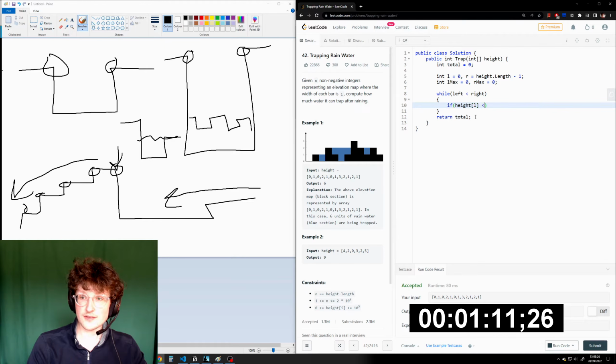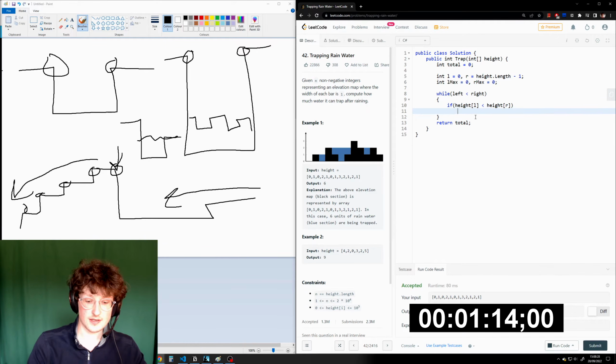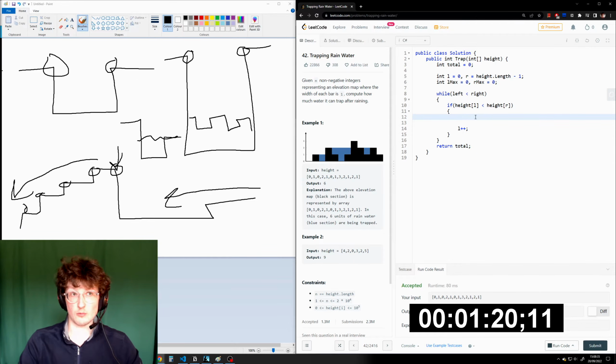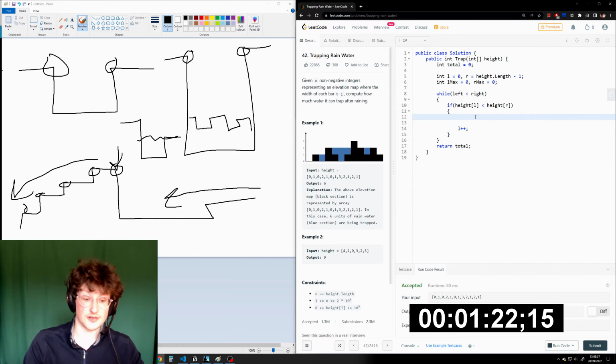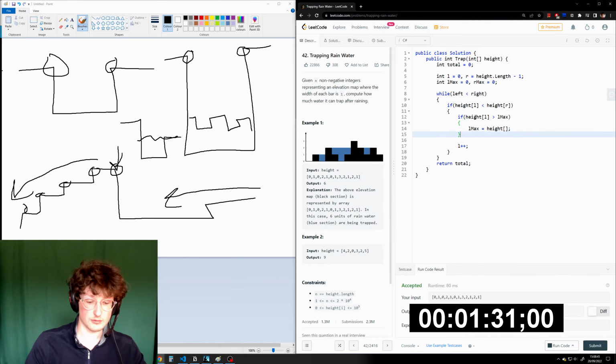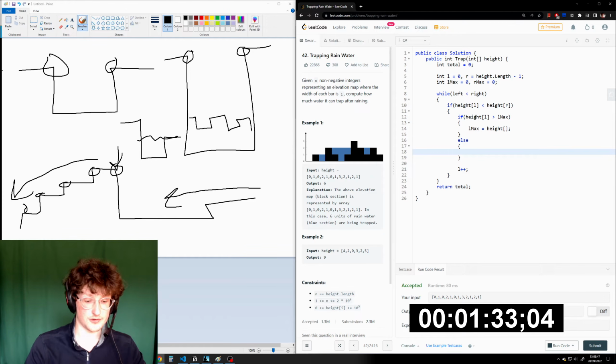If the height of the left is less than the height in the right, then we want to move through the left because we know we're limited by the left side because the right is bigger, so we need to find what we can actually store depending on the left side. If the height of the left is greater than the left max, we don't want to store water, we want to store the new left max. The reason is the water will run down the side if we try to store it.